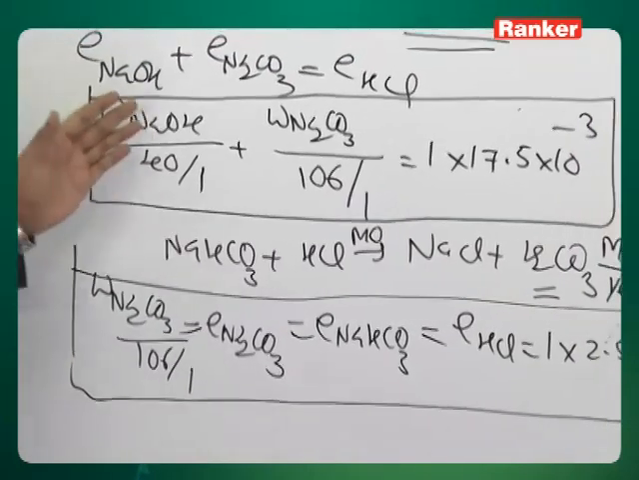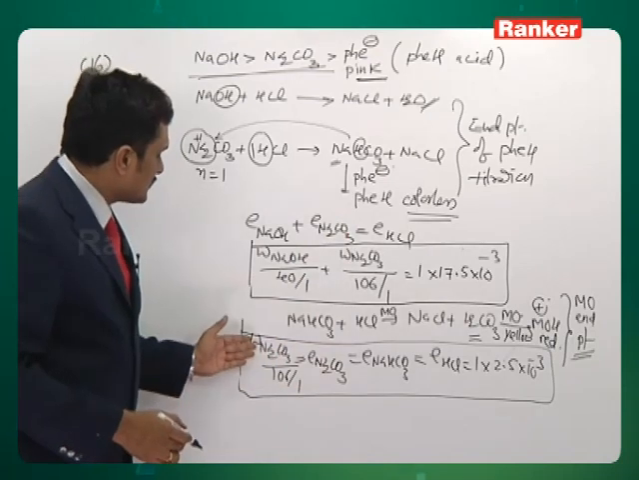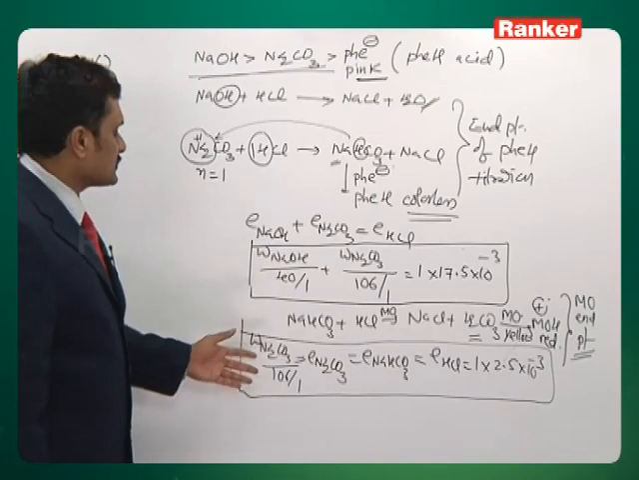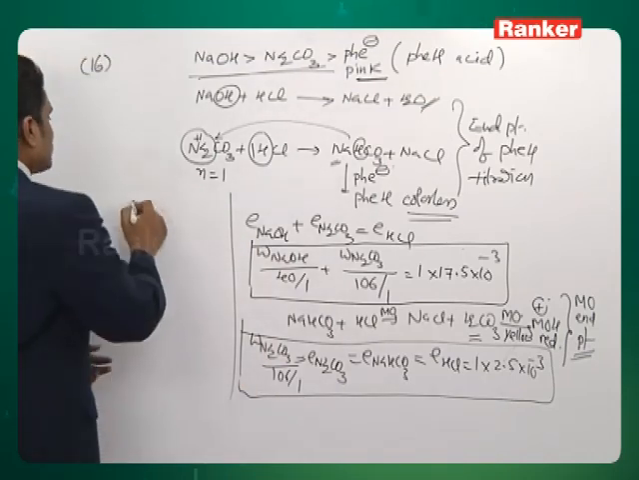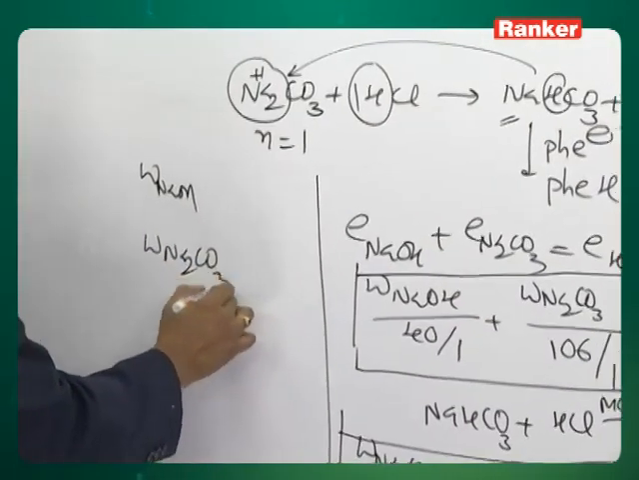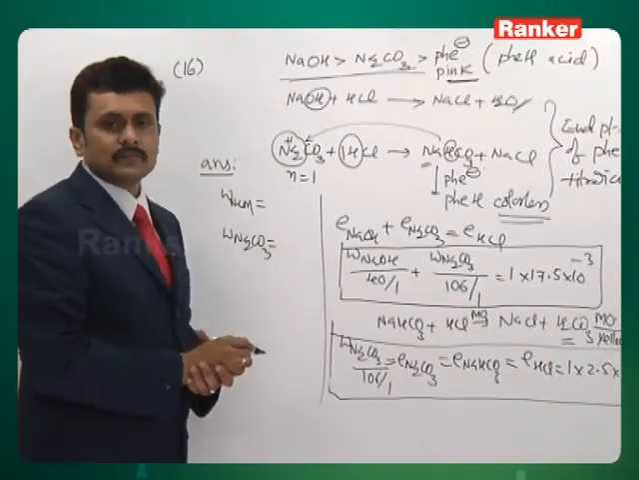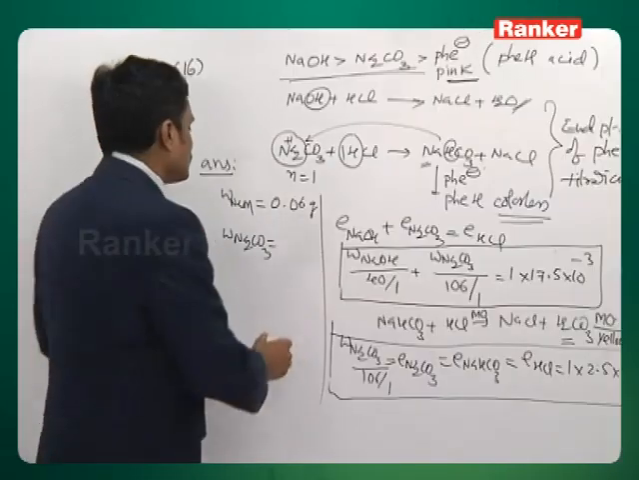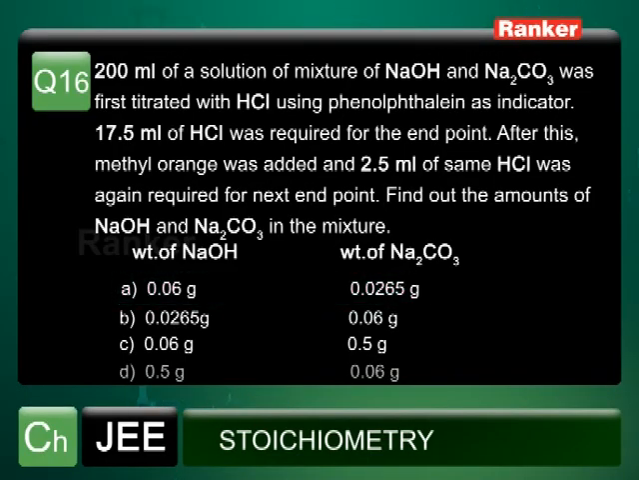So we have two equations. One is pertaining to the weight of NaOH as well as Na2CO3. The second one is we have only the weight of Na2CO3 as the unknown. Now solving these two equations will fetch you the weight of NaOH as well as Na2CO3, which are obtained as 0.06 gram and 0.027 gram of these two.